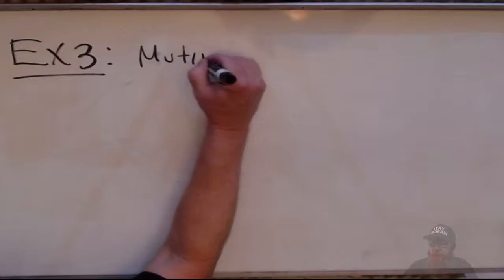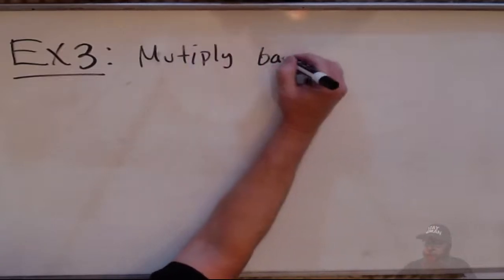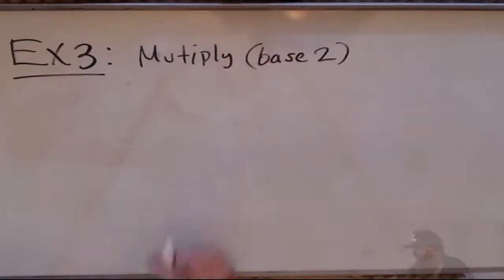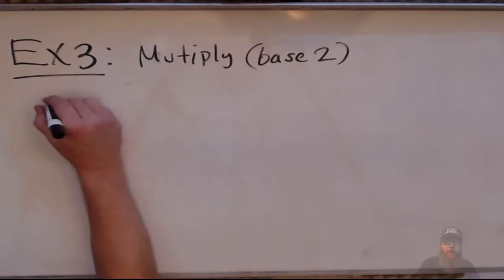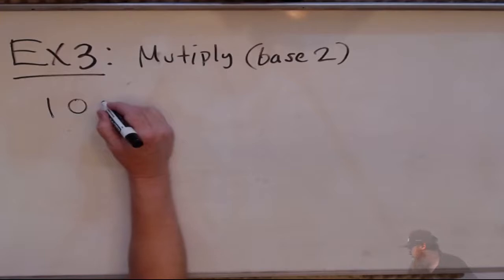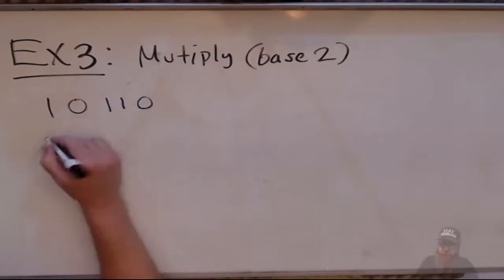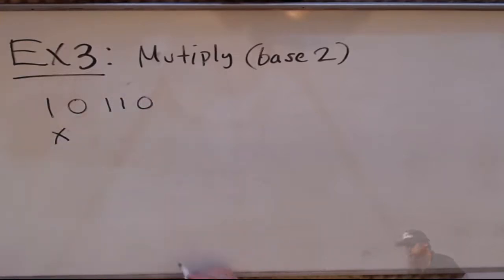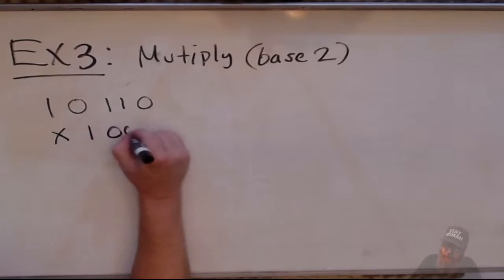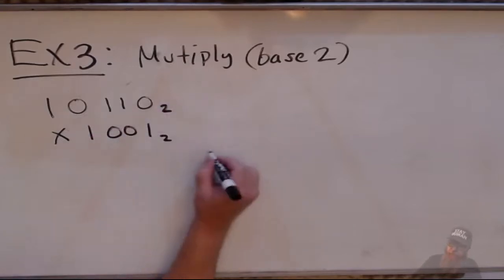Multiplication in base 2. 1, 0, 1, 1, 0 multiplied by 1, 0, 0, 1 in base 2.